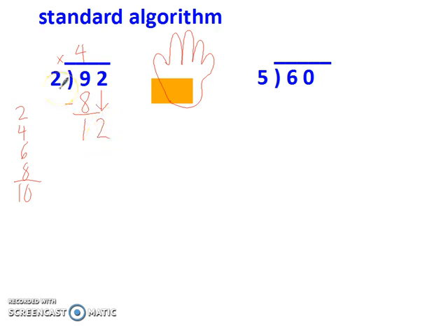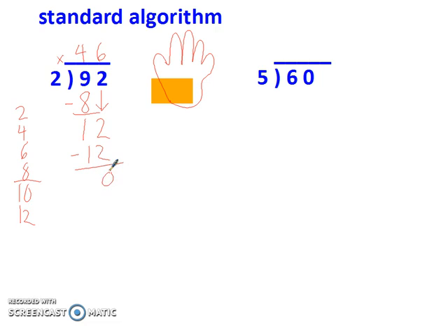I'm dividing by 2, so I need to get to a 12. 1, 2, 3, 4, 5, 6. 6 times 2 equals 12. There were 6 2s in 12. When I subtract, I got nothing left. So my answer would be 46.